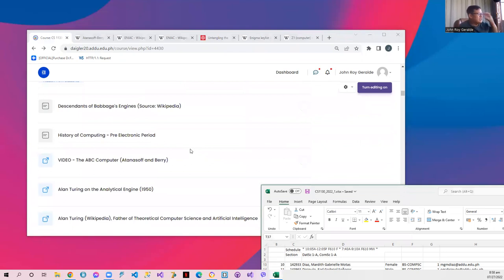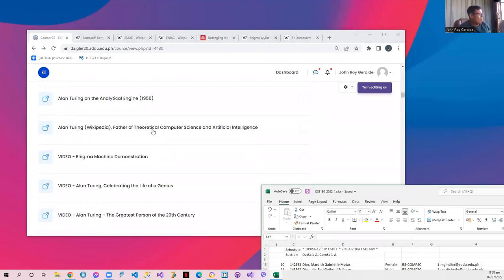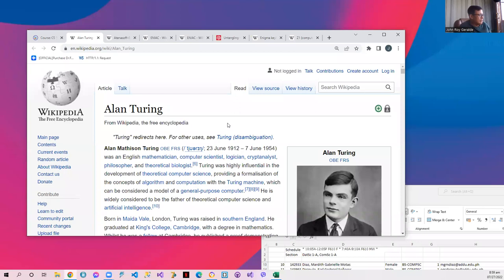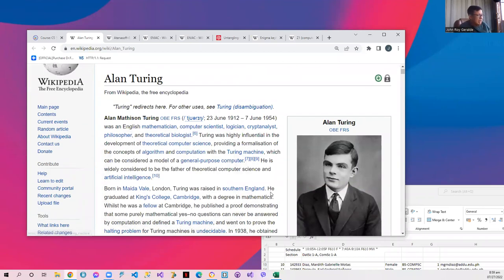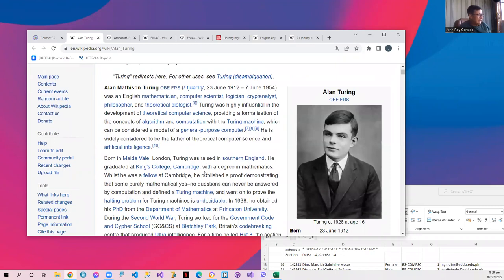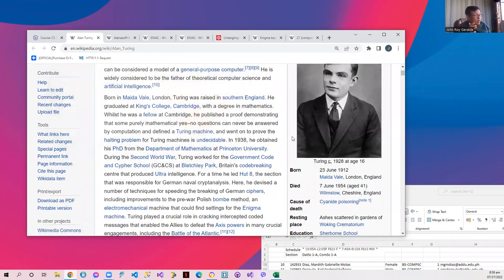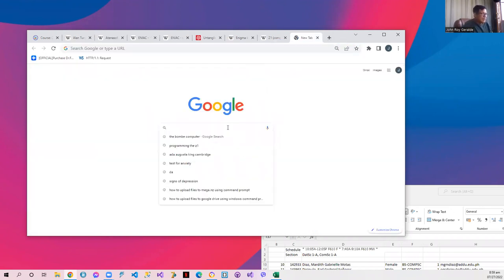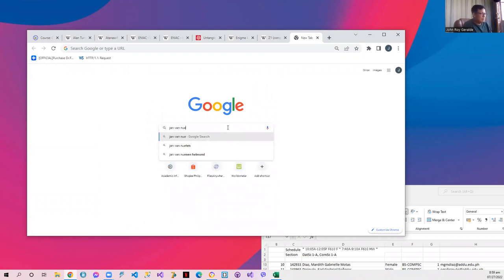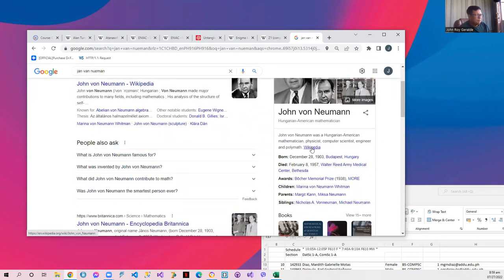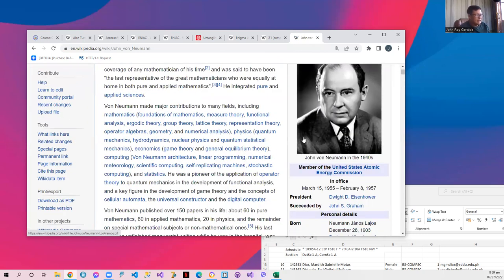Who is Alan Turing? Alan Turing is a mathematician from Cambridge University who went to the US to take his PhD. He did his PhD at Princeton University almost at the same time that John von Neumann was teaching there. They overlapped. John von Neumann is another figure, a Hungarian mathematician who taught mathematics at Princeton University.